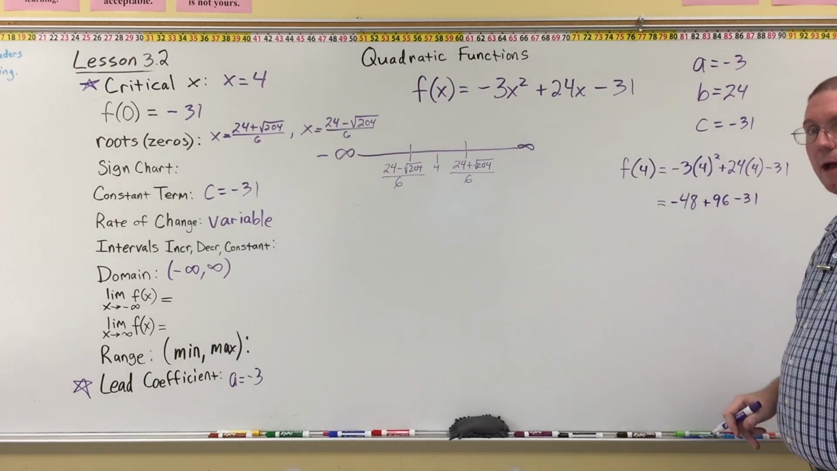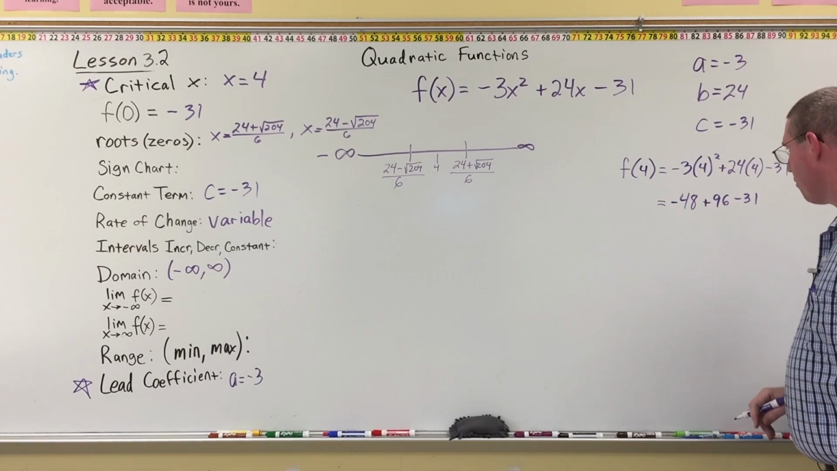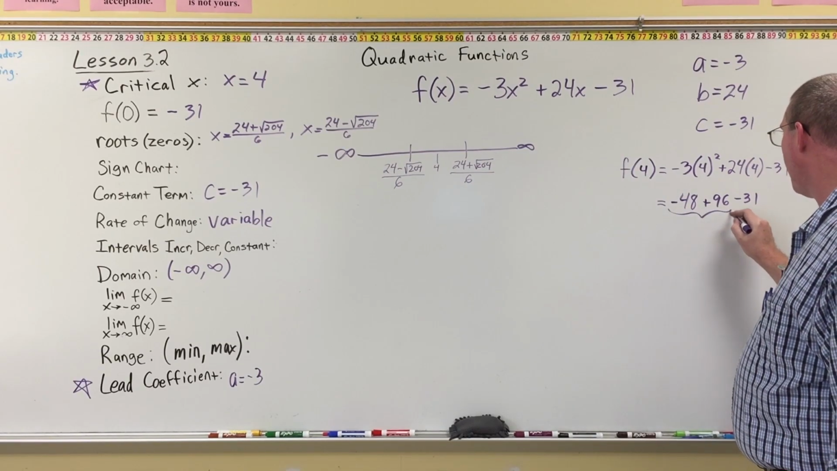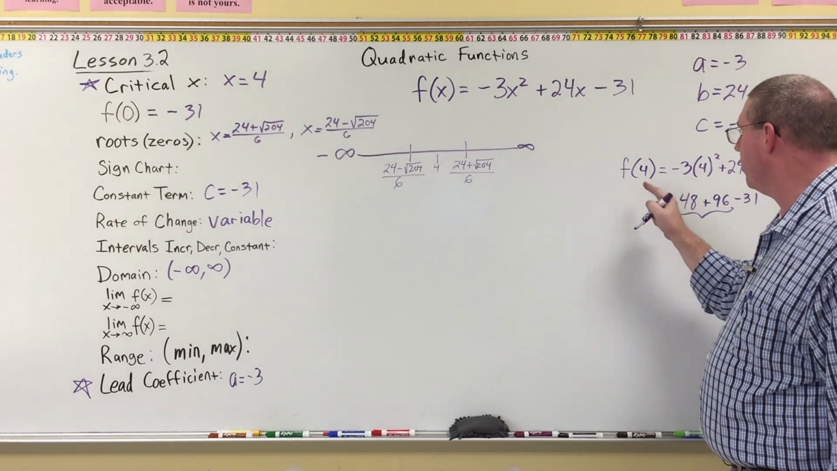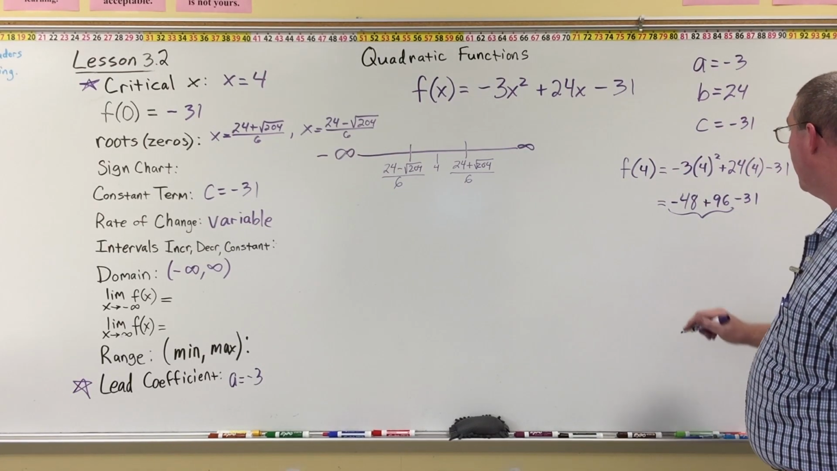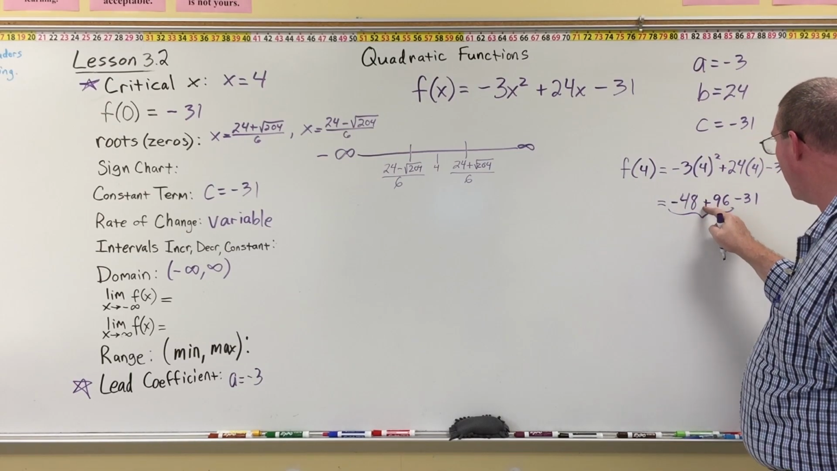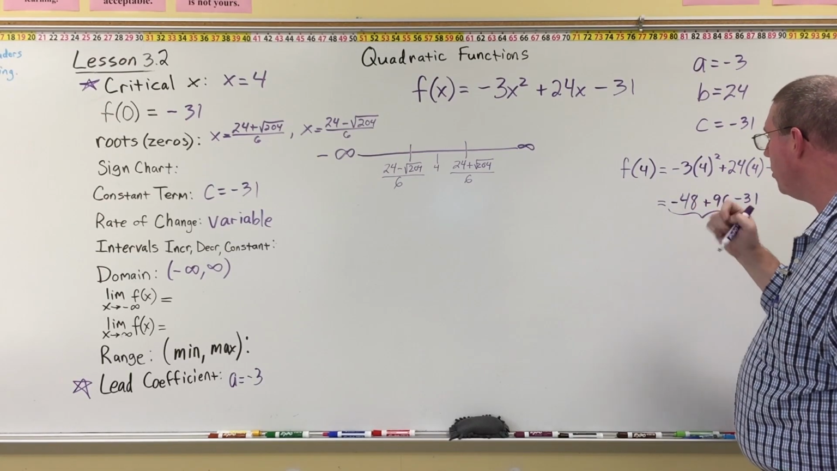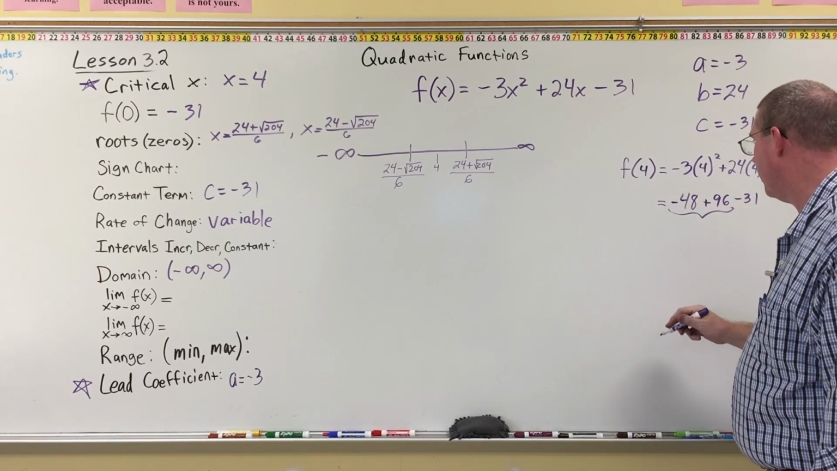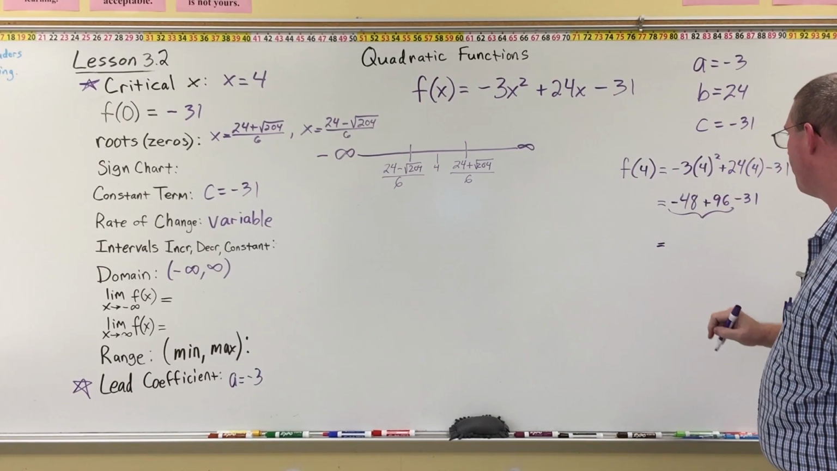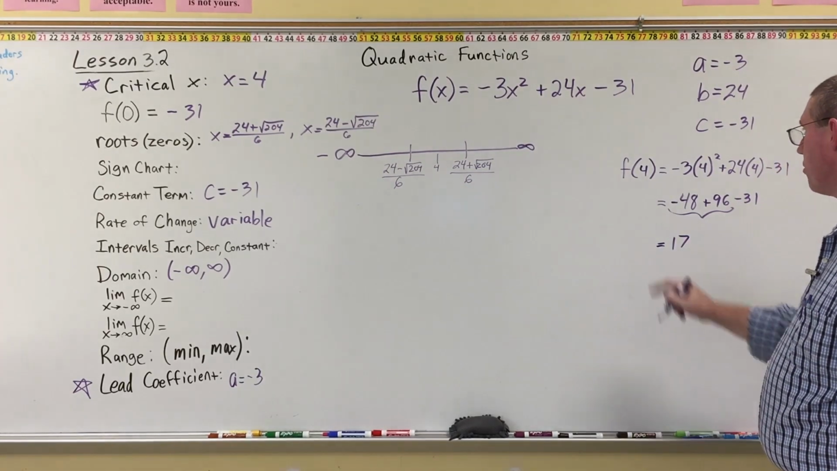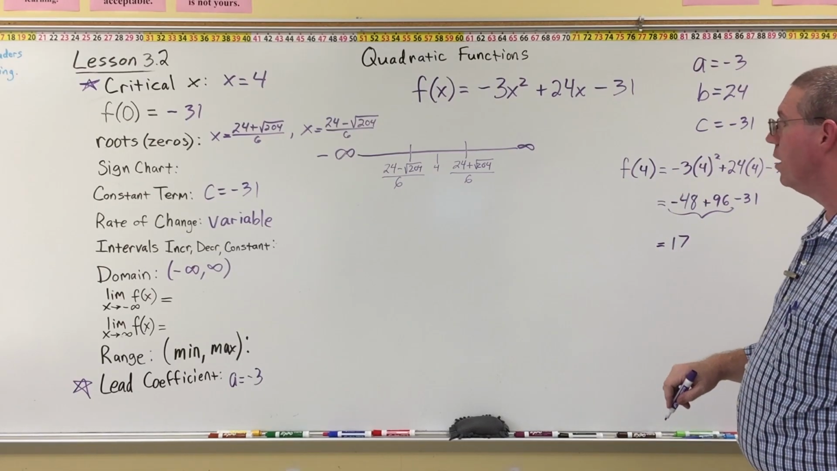Now I want to point something out to you. I don't know if you'll notice this pattern, but I've done so many of these. Do you see this right here? This happens every single time with your critical f value, okay? We've got negative 48 plus 96, which happens to be double 48, so negative 48 plus 96 is positive 48. And so what we're going to wind up with is positive 48 minus 31, which is 17. And so f of 4 is equal to 17.